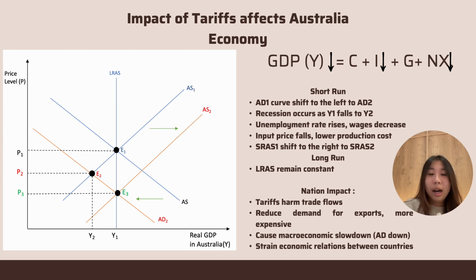In the short run, higher unemployment leads to weaker wage growth. Meanwhile, falling global demand may reduce the price of imported inputs, lowering production costs. This can shift short-run aggregate supply, which is SRAS, rightward from AS1 to AS2, moving the economy to a new equilibrium at E3, where prices drop further but output returns to potential levels. In the long run, potential output remains unchanged, since Australia's long-term productive capacity depends on structural factors like technology and resources, not short-term trade shocks.